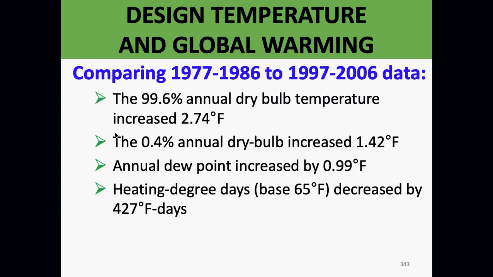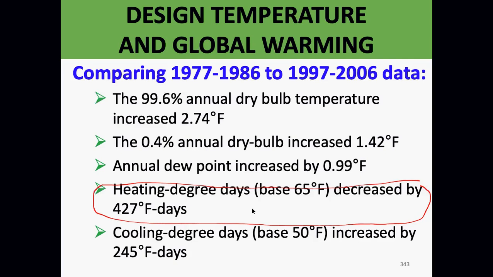Heating degree days. Now this one is really interesting. Heating degree days decreased by 427 degree days. A heating degree day is anything under 65 degrees. The average temperature for a day under 65 degrees gets all added together, and it's decreased over time. Cooling degree days increased by 245 degree days. So again, cooling degree days have gone up, heating degree days have gone down.